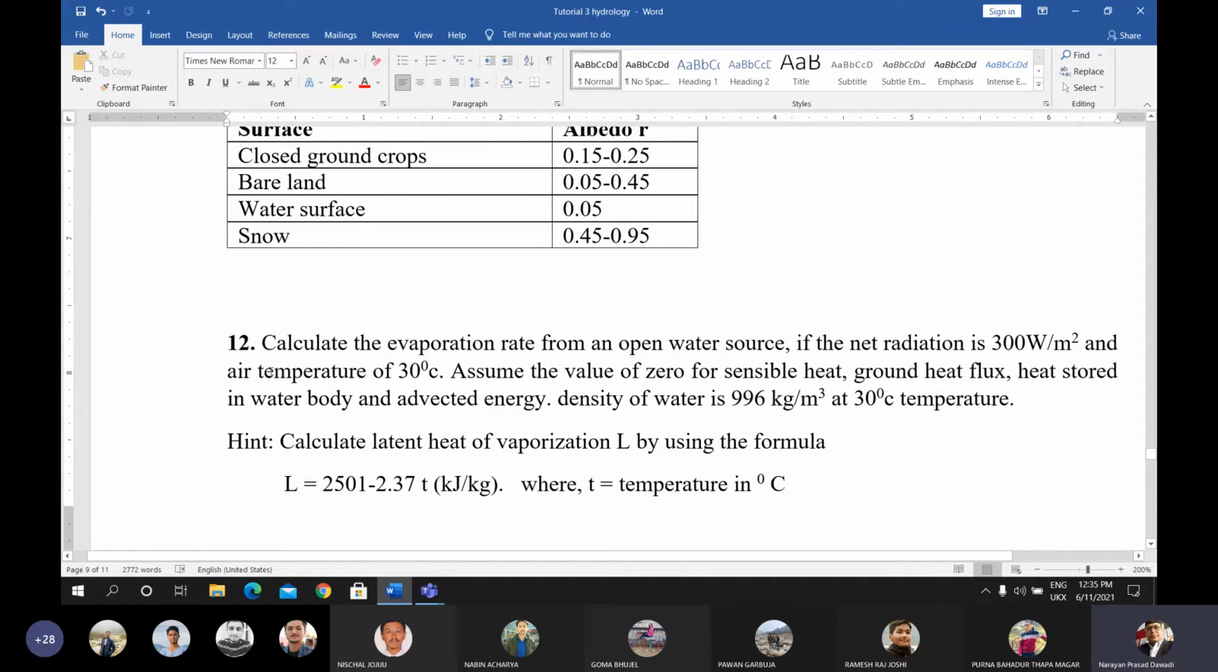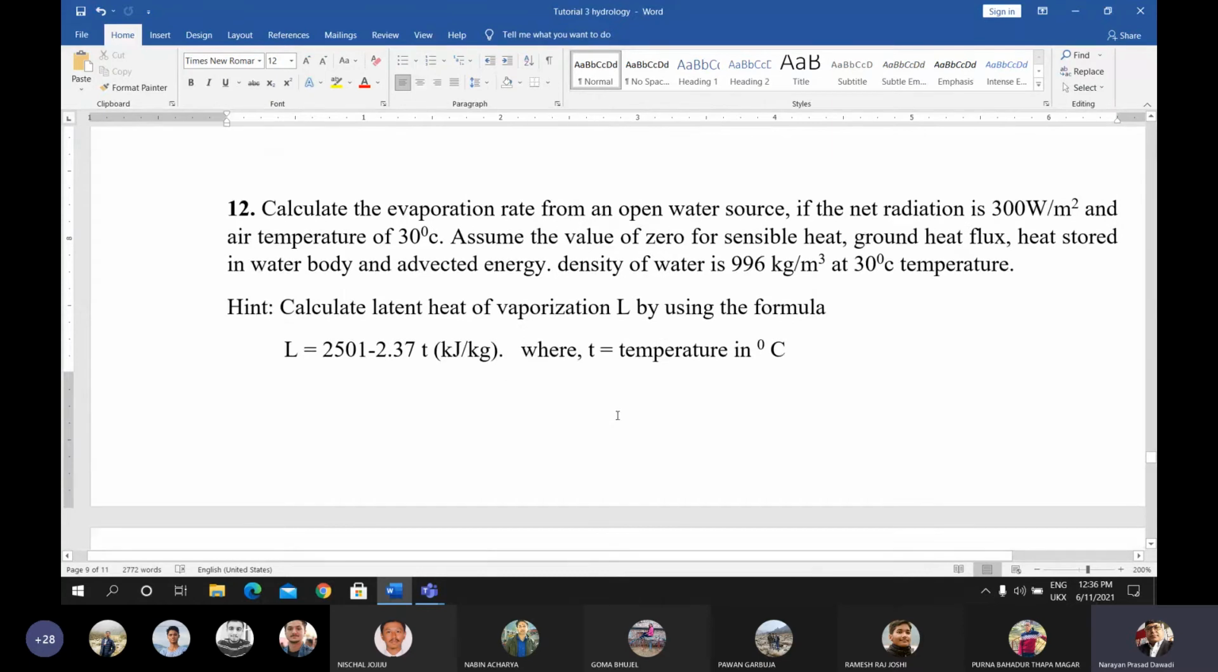Now question number 12. Calculate the evaporation rate from an open water source if the net radiation is 300 watt per meter square and the air temperature is 30 degrees Celsius. Assume the value of 0 for sensible heat, ground heat flux, heat stored in the water body, and the advected energy. Density of water is 996 kg per meter cube at 30 degrees Celsius. This is the question. We have to find the evaporation rate from the open water surface. The net radiation, temperature and density of water are all given here.